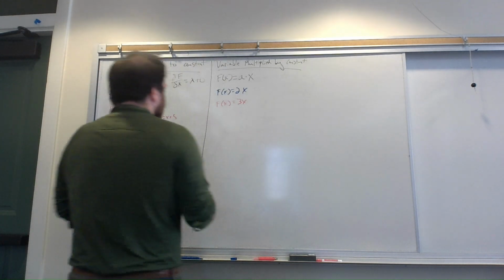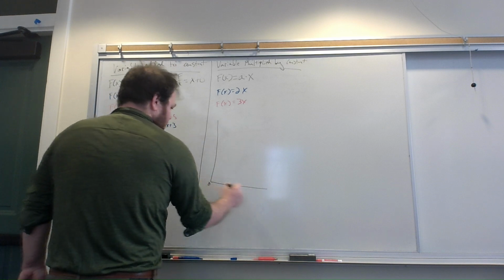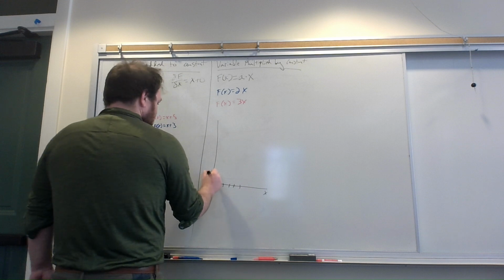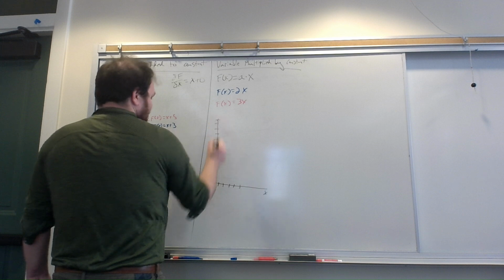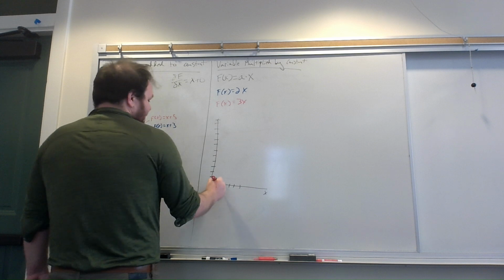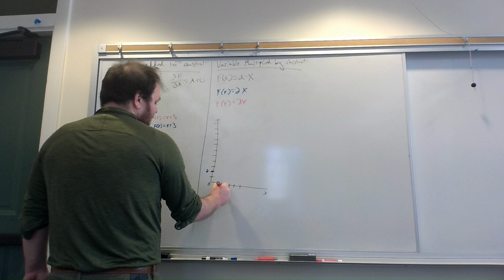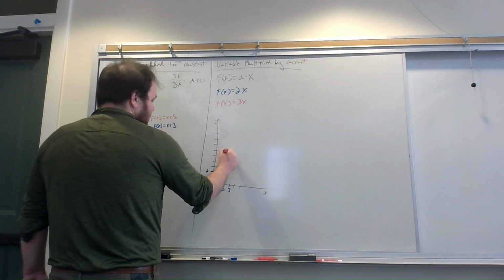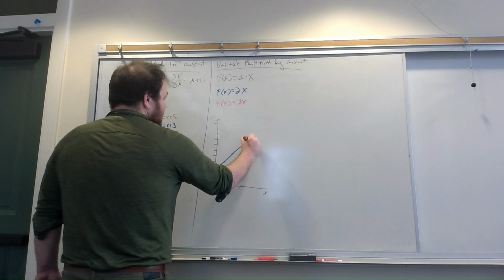So let's do the same thing. We're going to graph our functions. Okay. So if I graph f of x equals 2x, when x equals 1, f of x is going to be 2 times 1, which is 2, right? When x is 2, f of x is going to be 4. When x is 3, f of x is going to be 6. Agree? So we're going to have a line like this.